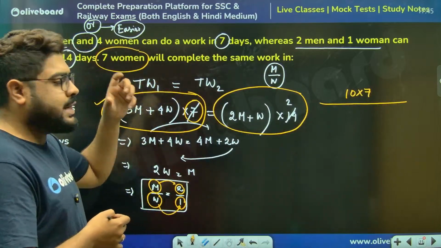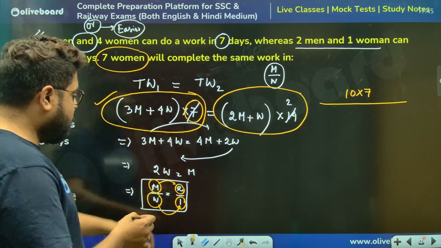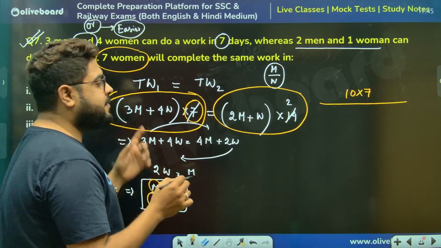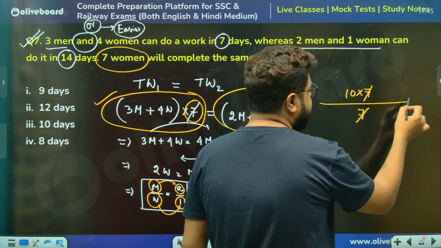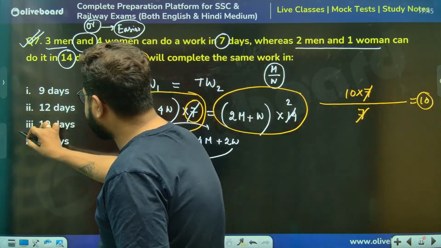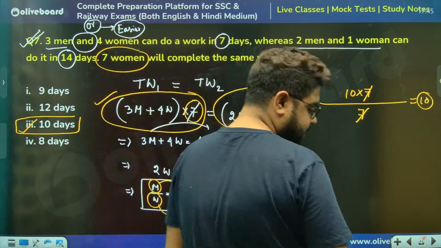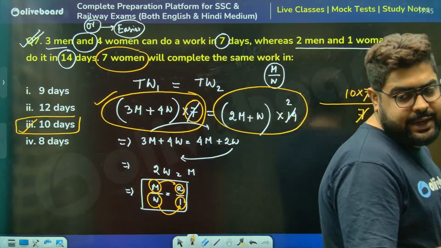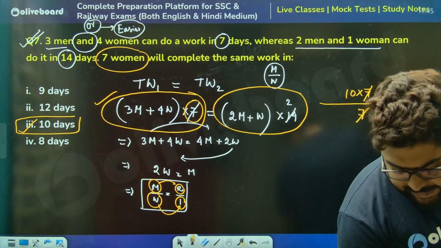Now, efficiency, time is total work by efficiency. 7 women. Every woman efficiency is 1. 7 women efficiency is, sir, 7. So that is your answer, 10 days, sir. 10 days will be the answer. Option number 3, sir. I guess this question was asked in 2023 CGL tier 2. Most probably, sir. Everyone clear, sir?